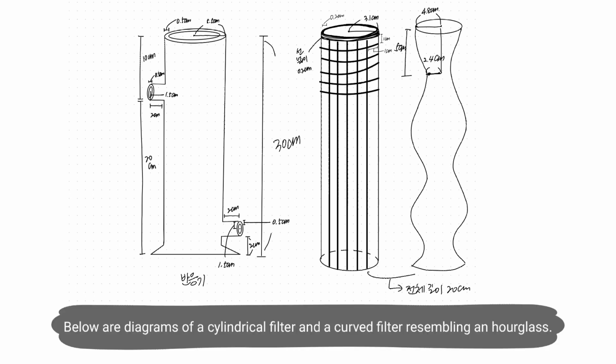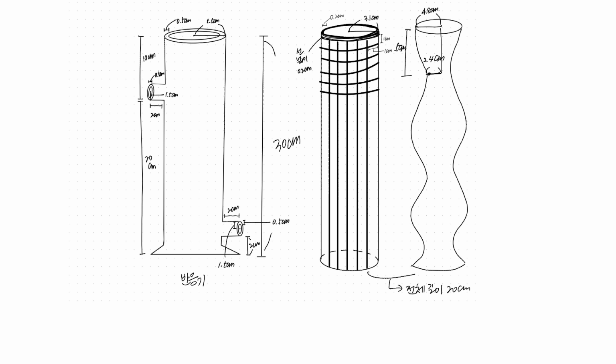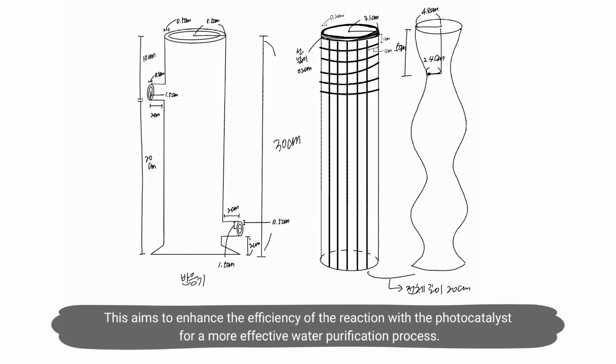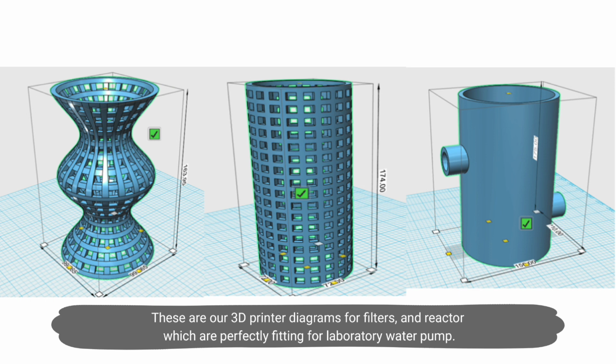Below are diagrams of a cylindrical filter and a curved filter resembling an hourglass. The concept of the curved filter is inspired by considering the flow of water, such as water currents, as discussed in the previous idea introduction. This aims to enhance the efficiency of the reaction with the photocatalyst for a more effective water purification process. These are our 3D printer diagrams for filters and the reactor, which are perfectly fitting for a laboratory water pump.